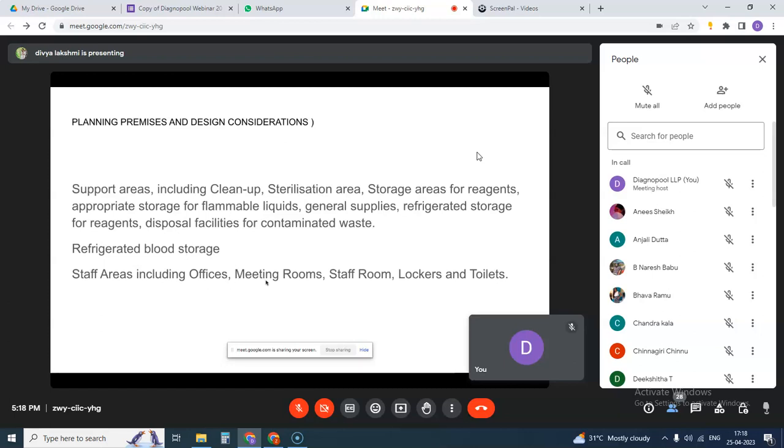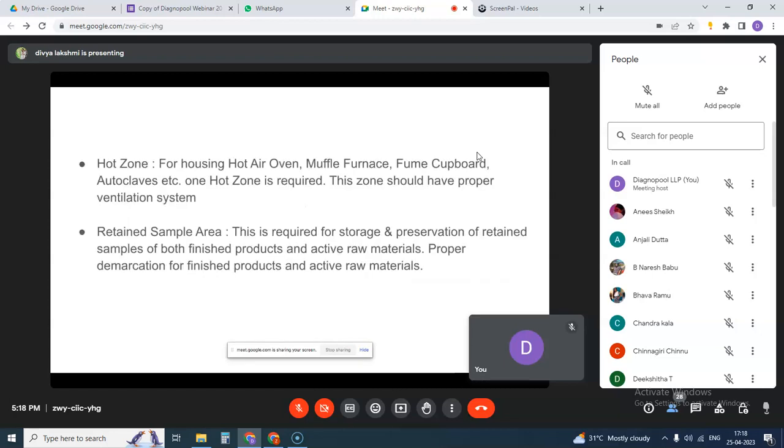If there are areas for office meetings or staff, again a separate area for the staff room, lockers and toilet should be separate. If a hot air oven or muffle furnace is used, you should have a separate hot zone area, because the heat produced in this area will be very high, and you should have a good ventilation system.